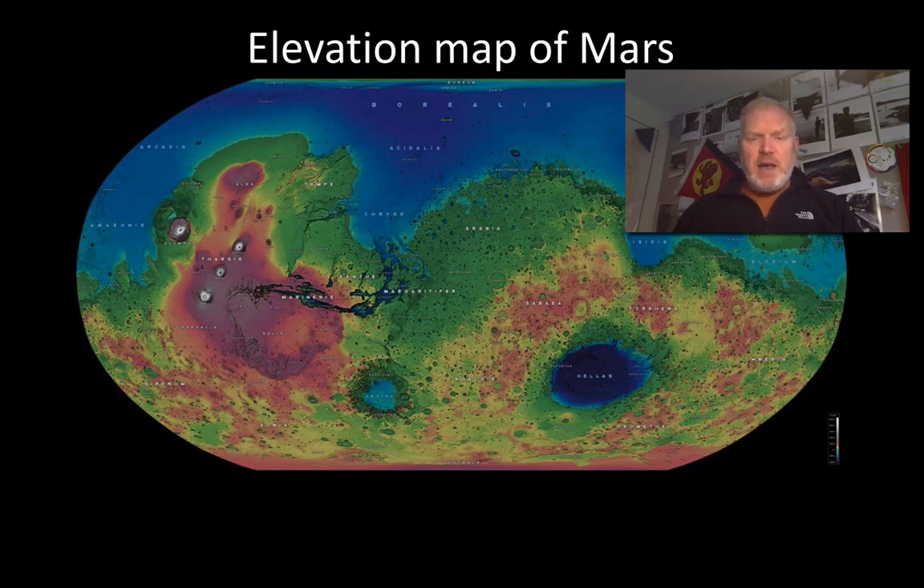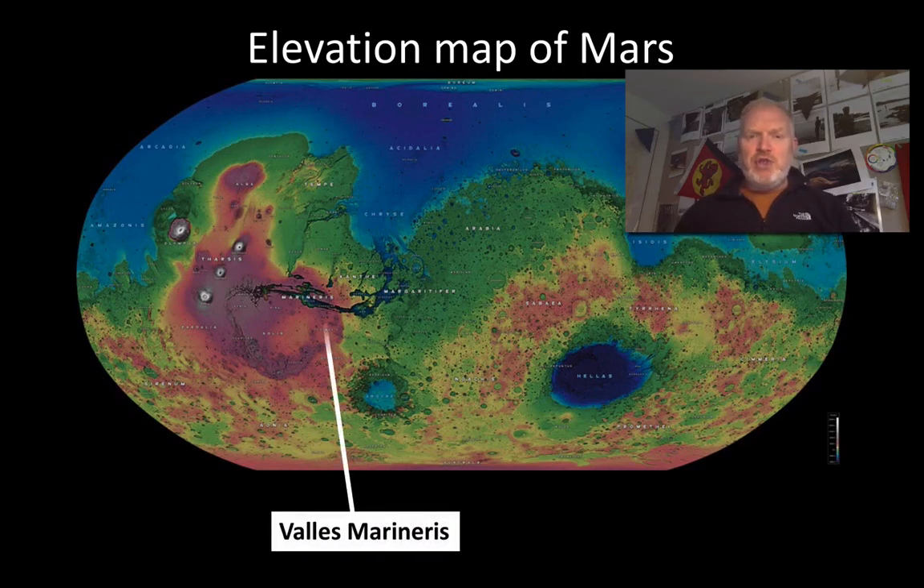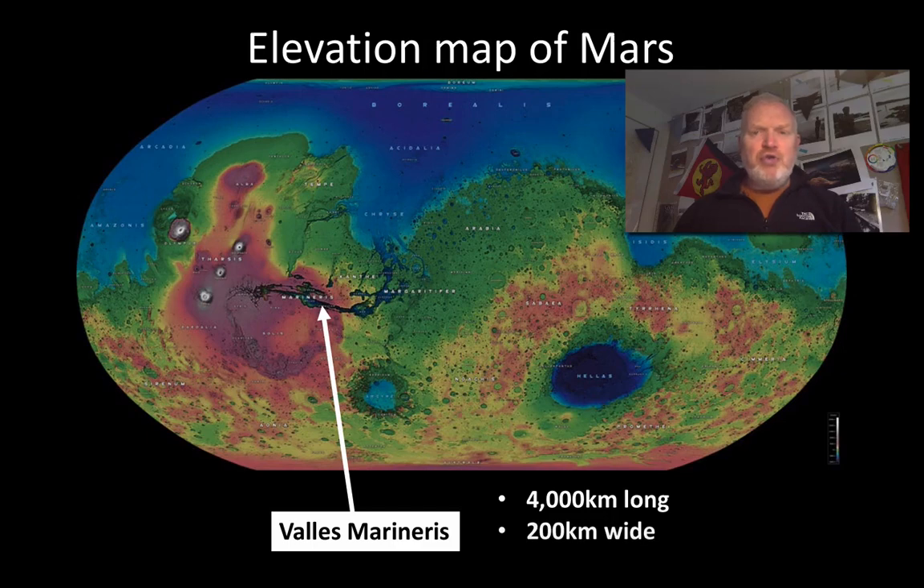Now, this is a feature that we find around the Martian equator. It's an enormous canyon. Its scale is quite staggering. It's 4,000 kilometres long. It's about 200 kilometres wide and up to 7 kilometres deep.